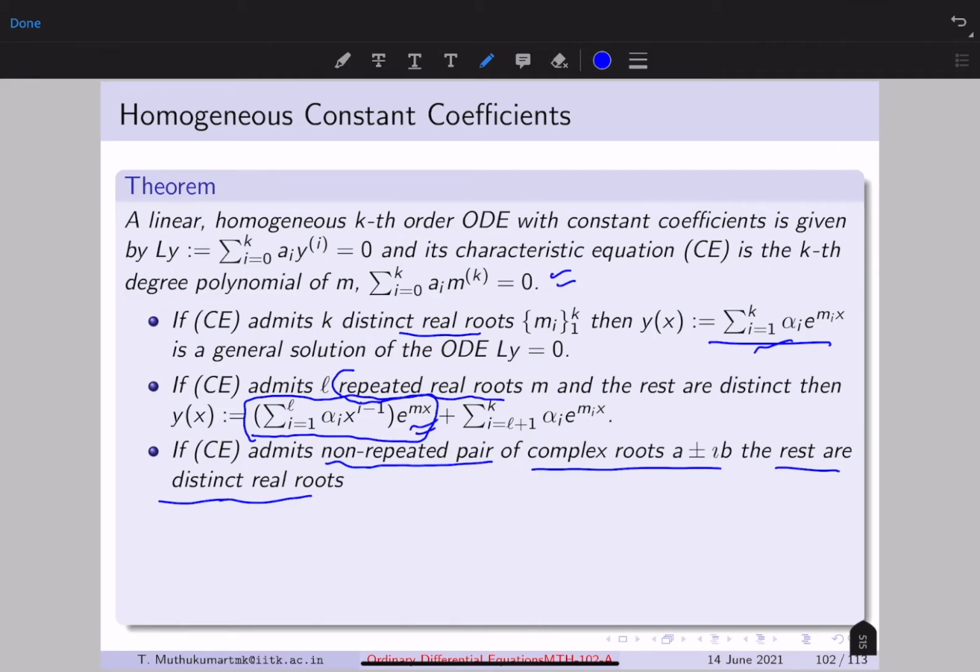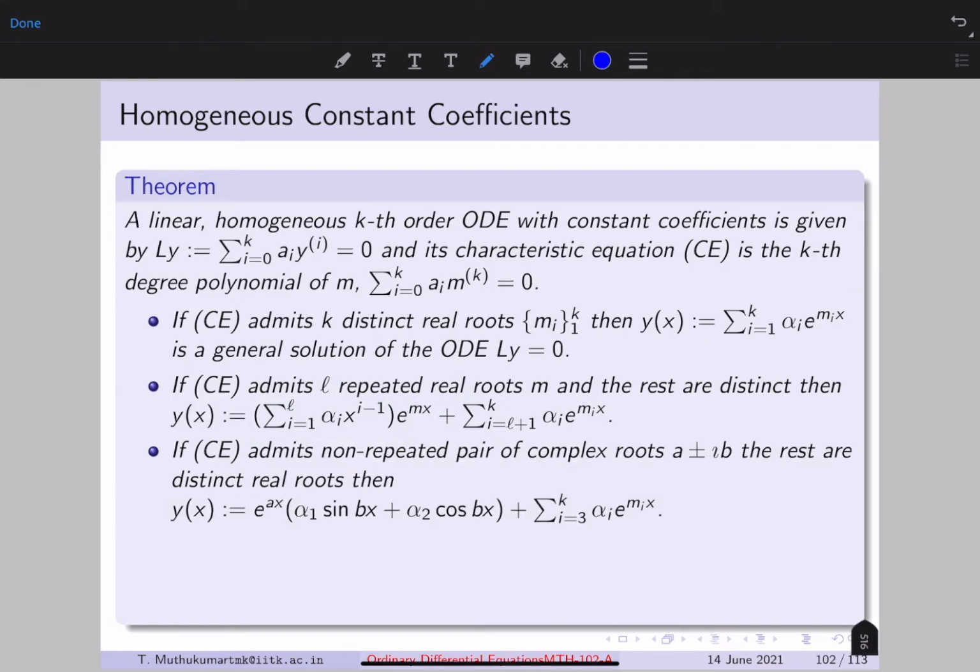Now what we are saying, suppose some of the roots are non-repeated complex roots, then what happens? So in that case, what is the corresponding thing? Let's say we have one non-repeated pair of complex roots. So I'm just explaining that situation. Let's call the root, it's a complex number, so it's a plus ib, and then it will occur in pair. So it's a plus ib and its conjugate a minus ib.